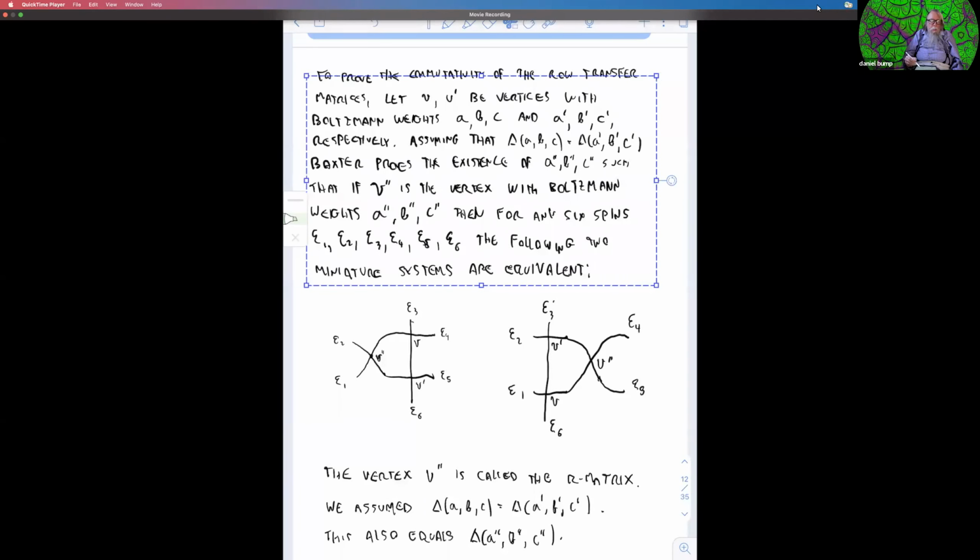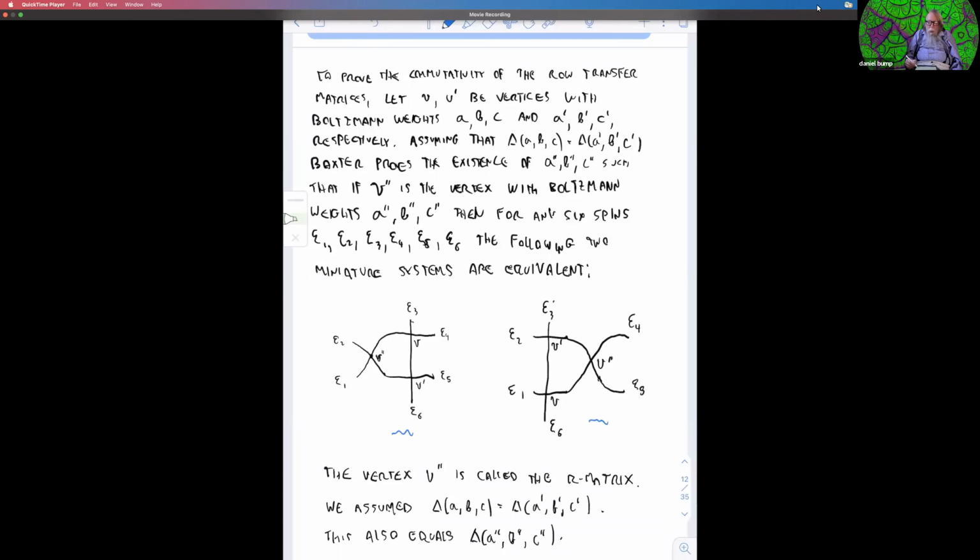So there's another type of vertex, and I'm going to draw it rotated, and I'm going to call it V double prime. And it has the property that for any edge spins, epsilon 1, epsilon 2, epsilon 3, 4, 5, and 6, these two systems have the same partition function. So I am going to sum over the spins on the three interior edges, and I'm going to get a value. And then I do that for this one, and those are going to be the same.